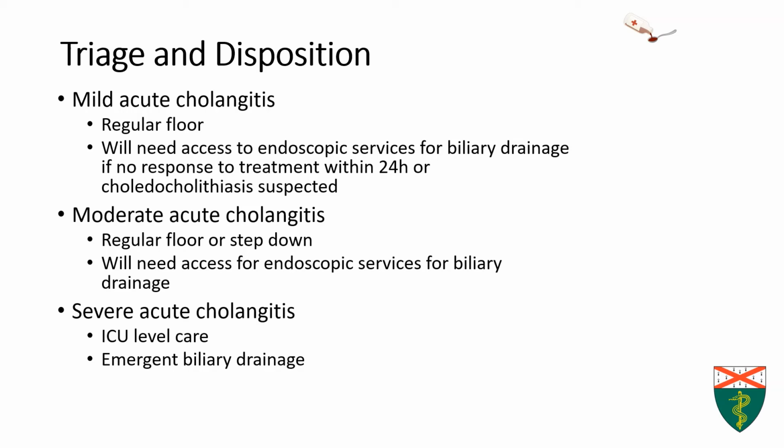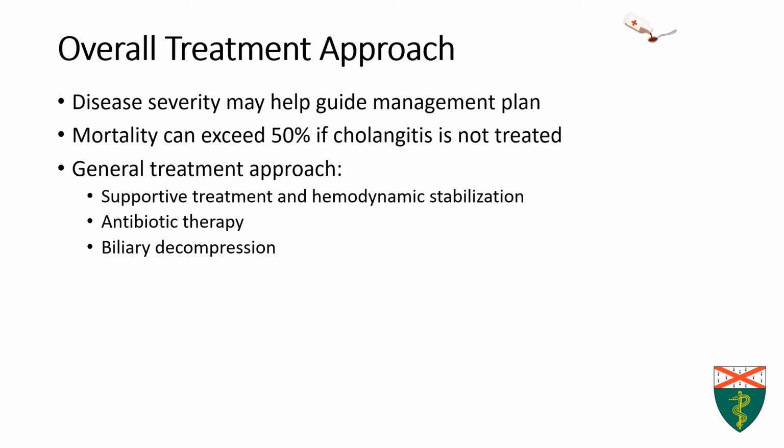Patients with severe disease require ICU-level care. These patients are often unstable and require aggressive resuscitation efforts for stabilization. Often, they require emergent biliary drainage, and endoscopic or percutaneous transhepatic biliary drainage should be performed as soon as possible after stabilization. The overall treatment approach for patients with acute cholangitis is initially with supportive treatment and hemodynamic stabilization.